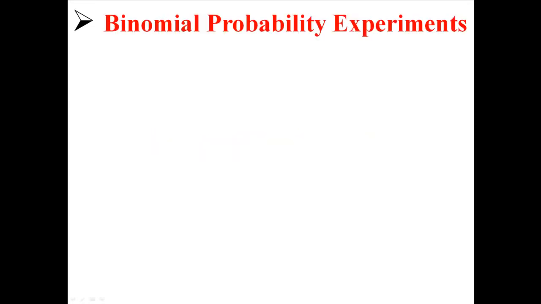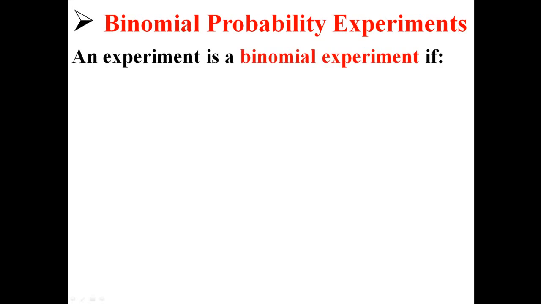So now it's time to talk about binomial distributions. We've already talked about what a probability experiment is, but now we're going to talk about what makes something a binomial experiment. An experiment is a binomial experiment if it meets these four different criteria. First, I'm going to tell you what the four different criteria are, and then I'm actually going to show you so it makes a little bit more sense.